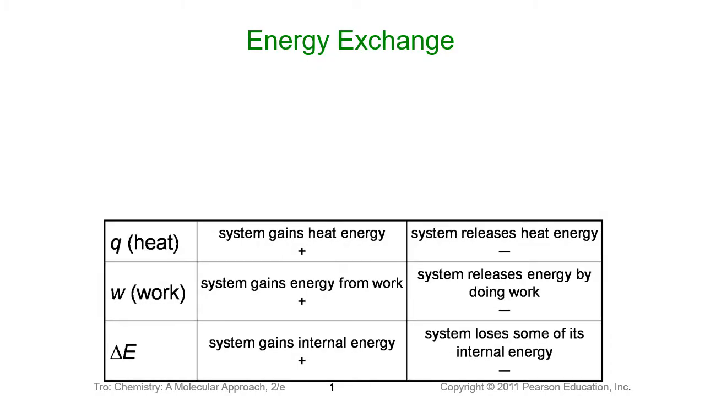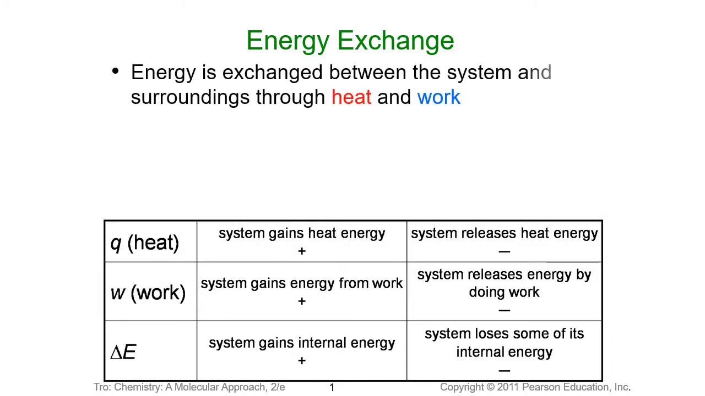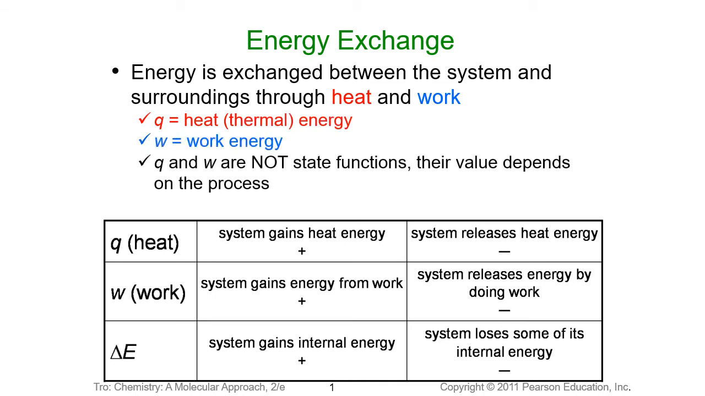When we're transferring energy, it is exchanged in two different ways between our system and our surroundings. The system is our chemical reaction, and the surroundings are everything that energy gets exchanged with. The two ways it is exchanged are through heat, which has to do with thermal energy, and work, which has to do with a change in volume.